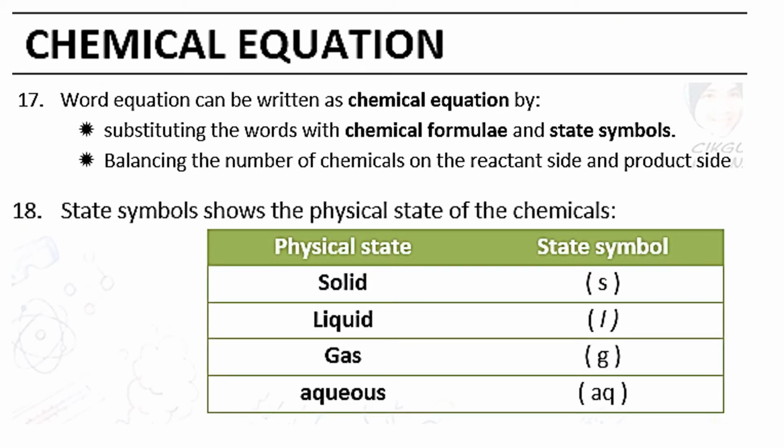State symbols show the physical state of the chemicals. For solid, the state symbol will be denoted by a small s with brackets, and for liquid, it will be a small letter l with brackets, and for gas, it will be a small g with brackets, and for aqueous, it will be the letters aq with brackets.